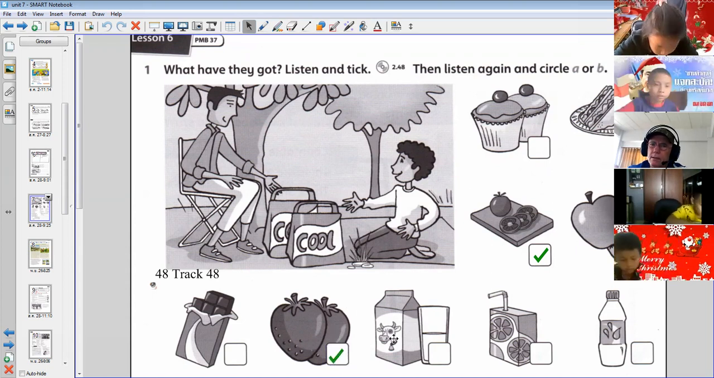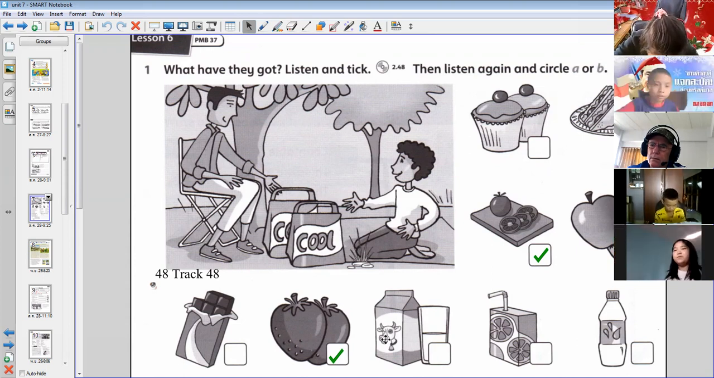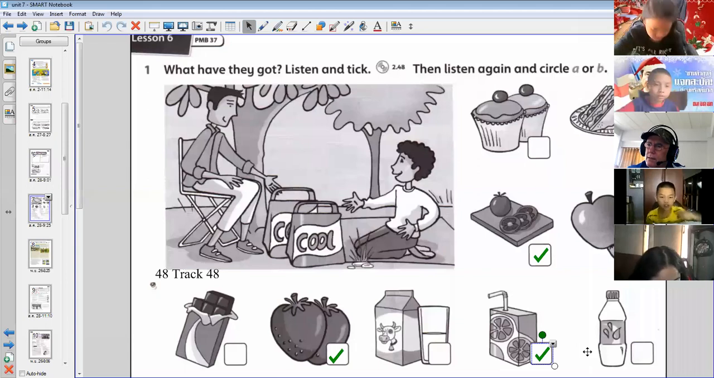Okay. Milk. There are some milk. There's some milk. No, there's no milk. So Beauty, there isn't any milk. There isn't any milk. Beauty, can you do the juice, please? There is some juice, or there's some juice. Okay. And water. Maya, there are some water. There's some water.